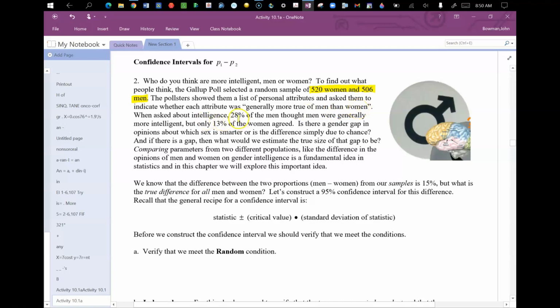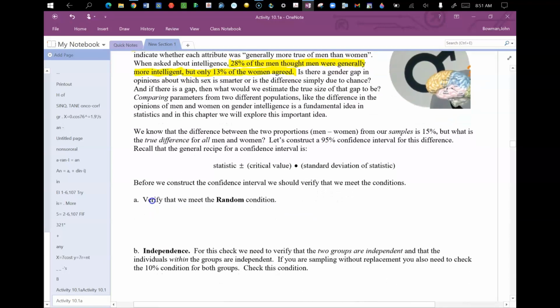When asked about intelligence, 28% of the men thought men were generally more intelligent, but only 13% of women agreed. Is there a gender gap in opinions about which sex is smarter, or is the difference simply due to chance? And if there is a gap, then what would we estimate the true size of that gap to be? Comparing parameters from two different populations, like the difference in the opinions of men and women on gender intelligence, is a fundamental idea in statistics, and we will explore this.